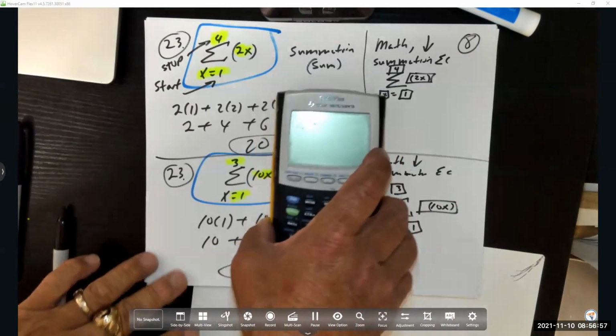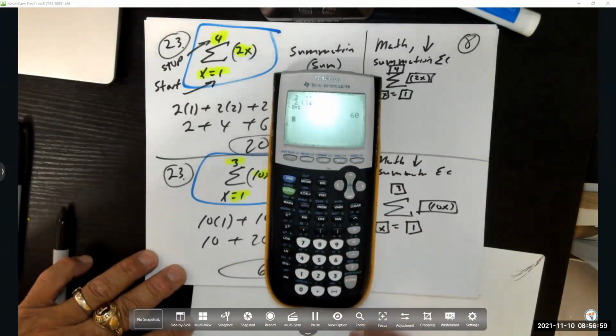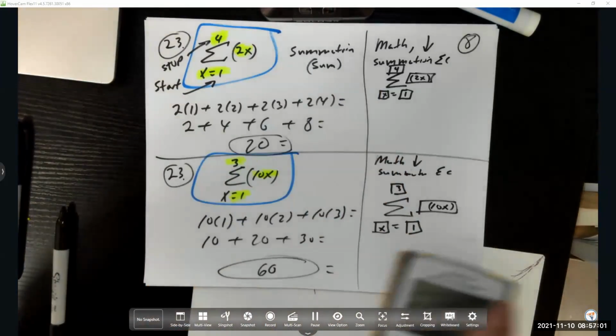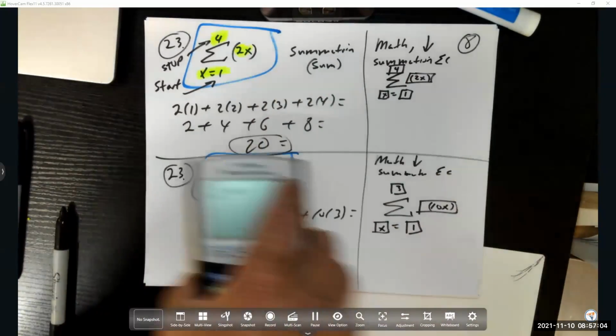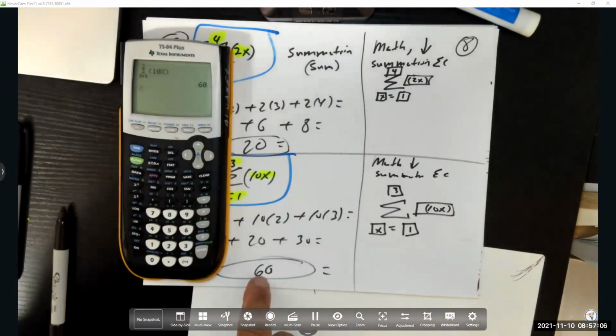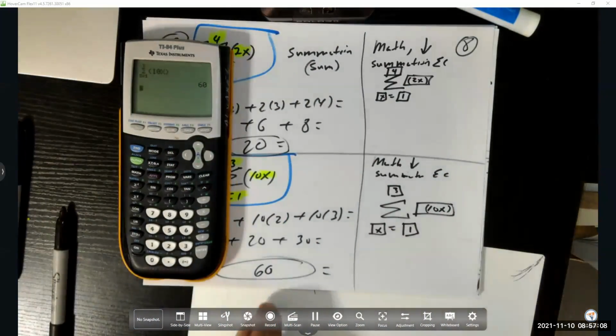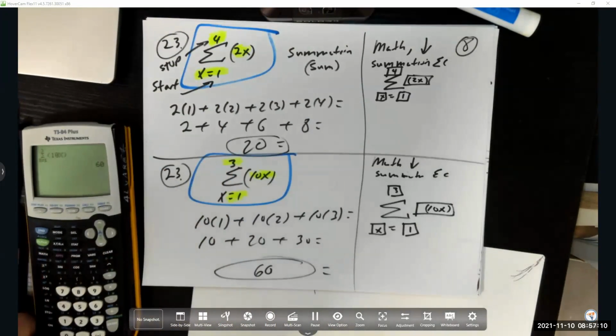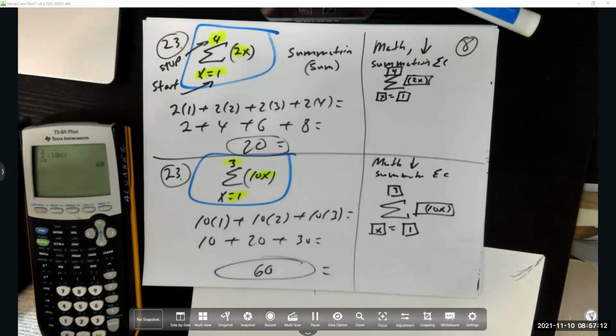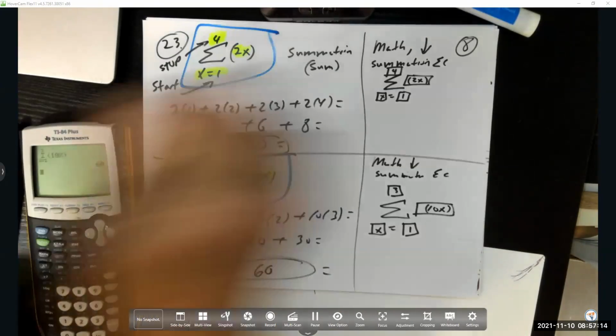So now when you hit enter, what did you get? Y'all get 60? Yes or no? Y'all get 60? Yes.